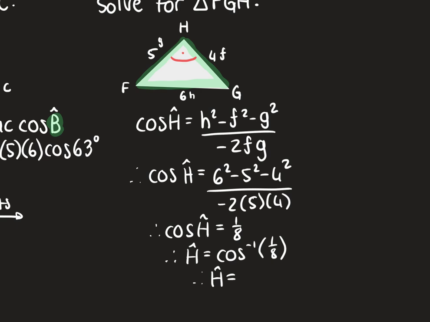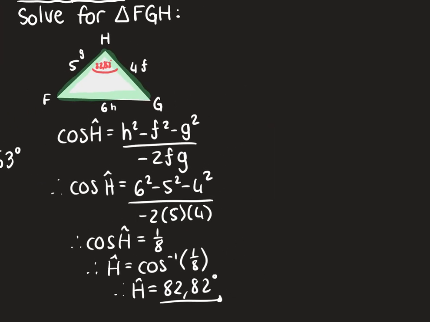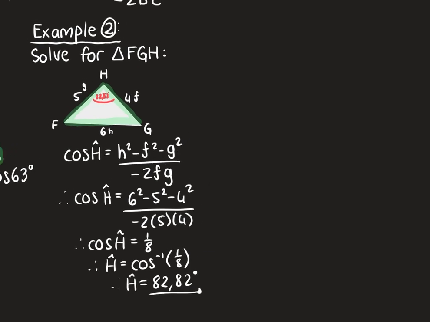Therefore, angle H is going to equal shift cos of 1/8, which is 82.82 degrees. Okay, so we can go ahead and sub that in here. 82.82. Okay, now guys, very nice. Whenever you do use the cos rule, you only actually have to use it once, because after you've used it once, you actually have enough information to then use the sine rule, okay? So we've solved for H, we want to solve for F and G. So let's solve for F now.